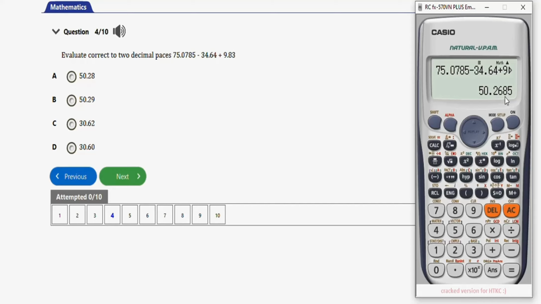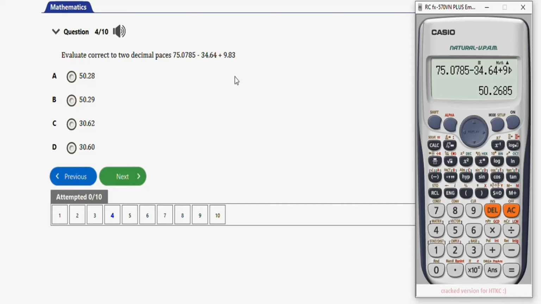We round it off as 1 and put it to the 6. So the 6 now changes to 7. The right option to this question will be 50.27. Alright, so basically the right answer is not here.